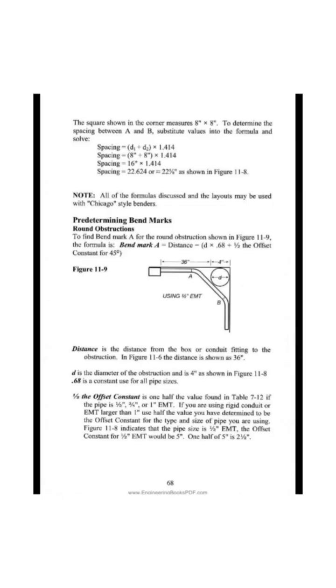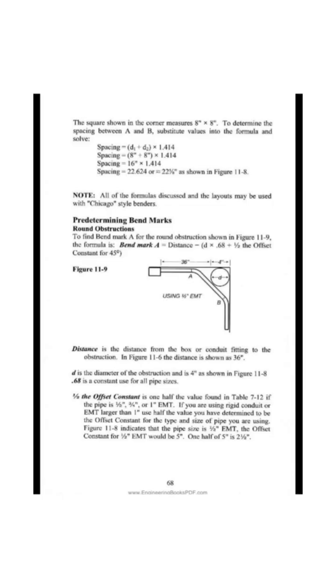Predetermining bend marks. Round obstructions. To find bend mark A for the round obstruction shown in figure 11-9, the formula is bend mark A equals distance minus D times 0.68 plus 1/2 the offset constant for 45 degrees. Distance is the distance from the box or conduit fitting to the obstruction. In figure 11-9, the distance is shown as 36. D is the diameter of the obstruction and is 4 inches. 0.68 is a constant used for all pipe sizes. 1/2 the offset constant is 1/2 the value found in table 7-12 if the pipe is 1/2, 3/4, or 1 inch EMT.